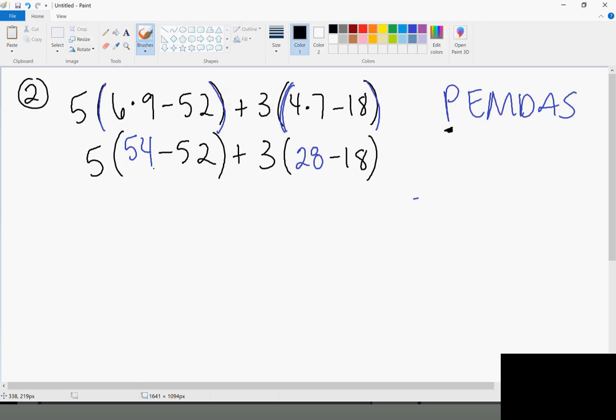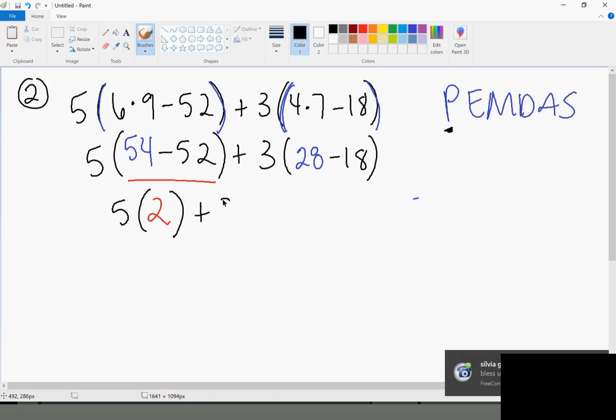All right, so now, first set of parentheses, 54 minus 52 is going to be 2. So I have 5 times 2 plus 3 times, now 28 minus 18 is 10. So now I have simplified within the parentheses because there's nothing to simplify within these parentheses. At this stage, the parentheses represents multiplication.